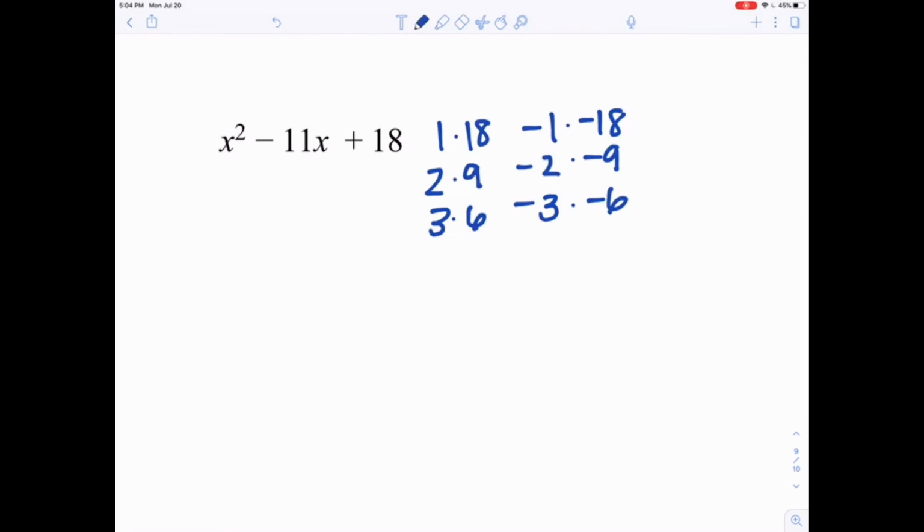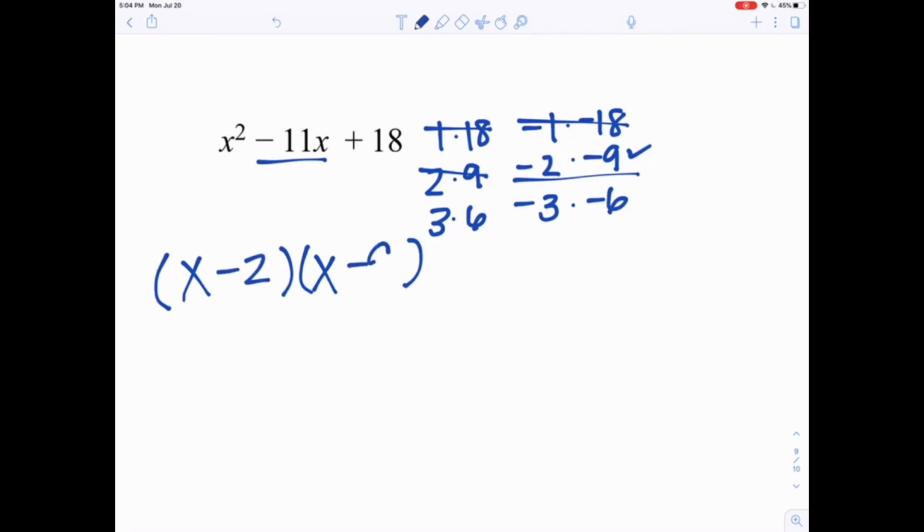Okay, so now we want it to add up to negative 11. So let's go ahead and see which one does. 1 plus 18, 19. Negative 1 minus negative 18, negative 19. 2 plus 9, positive 11. Negative 2 minus 9, negative 11. And there it is. So now I set up my 2 parentheses, x and x, and I'm going to put these in here, x minus 2 and x minus 9. Okay? I hope you got it.